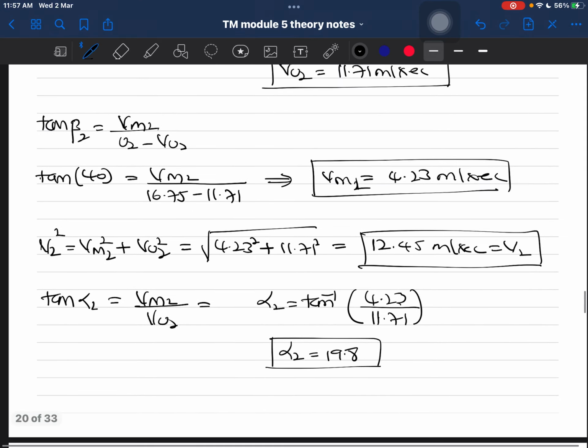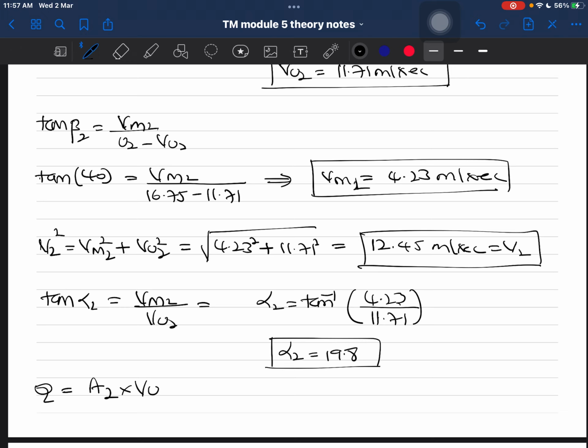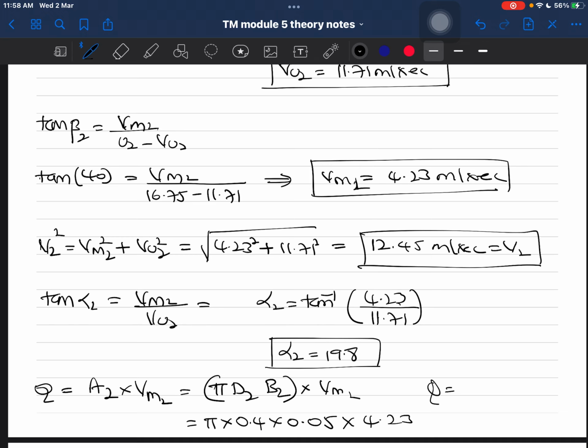The last one, the fourth one, if you want to calculate, is the discharge, that is given by area cross velocity, A2 into Vm2, the flow velocity. So the flow velocity we have to take. So this is pi d2 B2 as the area, cross Vm2. That is equal to pi, d2 value was 0.4, B2 value was 0.05, and Vm2 value was 4.23. If you calculate all that, Q will turn out to be 0.265 meter cube per second. So this is the value of the fourth subject.